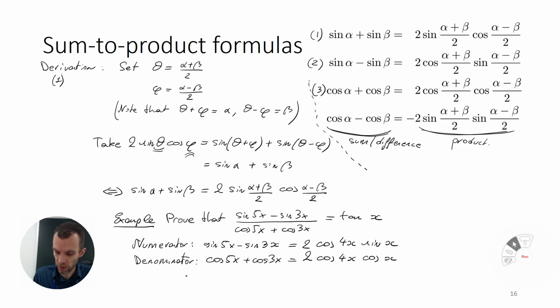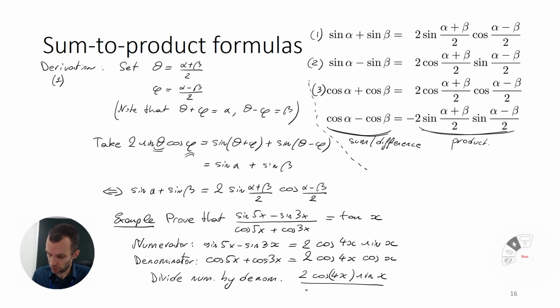And so if we divide the numerator by the denominator, we get 2 times cosine 4x sine x divided by 2 times, again, cosine 4x cosine x, and that's equal to tan of x. And that's what we wanted to prove.